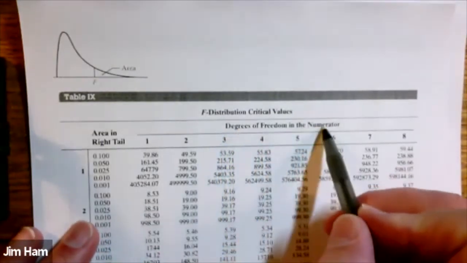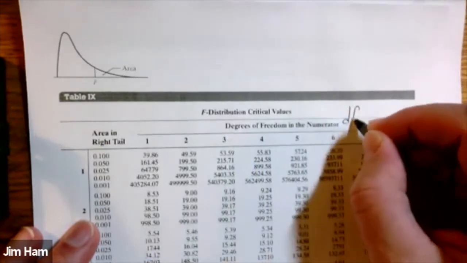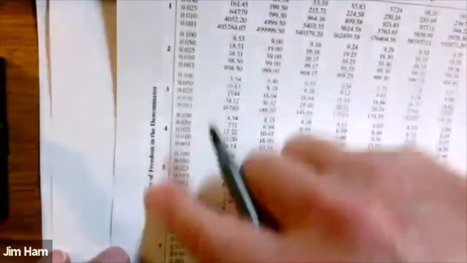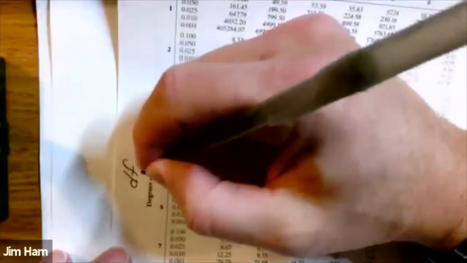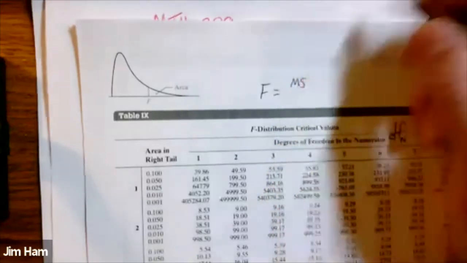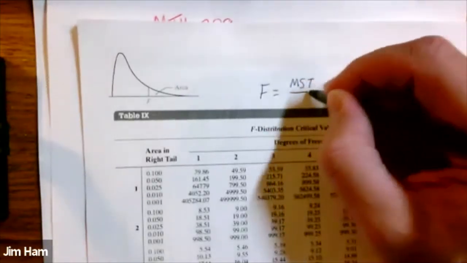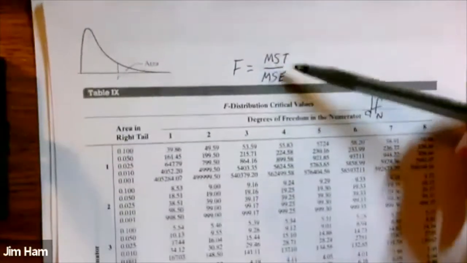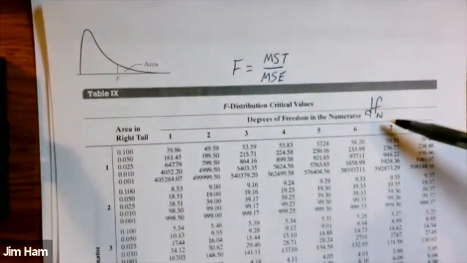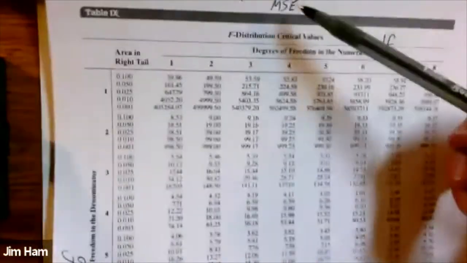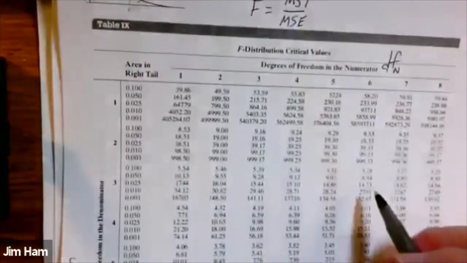But you have degrees of freedom in the numerator, and then over here, we have degrees of freedom in the denominator. Turns out that the F statistic is going to be mean square treatment groups over mean square error. And it's a fraction. And so the top number comes with the degrees of freedom in the numerator, and the bottom number comes with the degrees of freedom in the denominator. So numerator, denominator correspond to our test statistic.